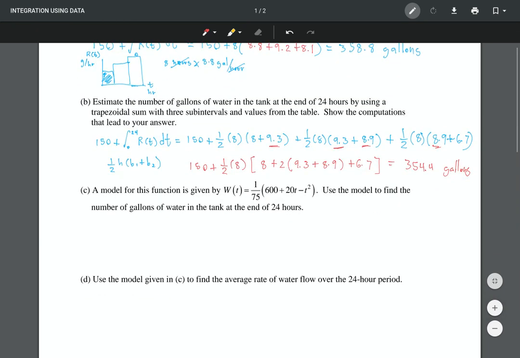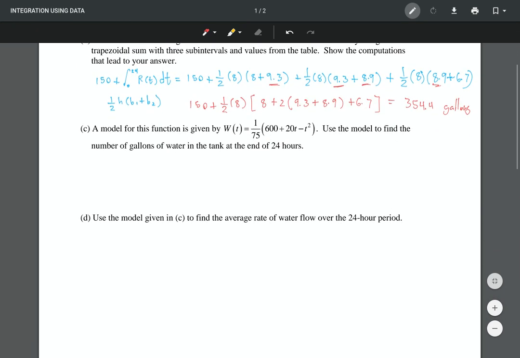All right, so let's go to C now. It says a model for this function, the function that we have above, which we call R of t, is given by W of t is equal to that function. Use the model to find the number of gallons of water in the tank at the end of 24 hours. Okay, so number of gallons of water in the tank. Now, they are going to assume that you're going to have a calculator, right? At least they've said so far.